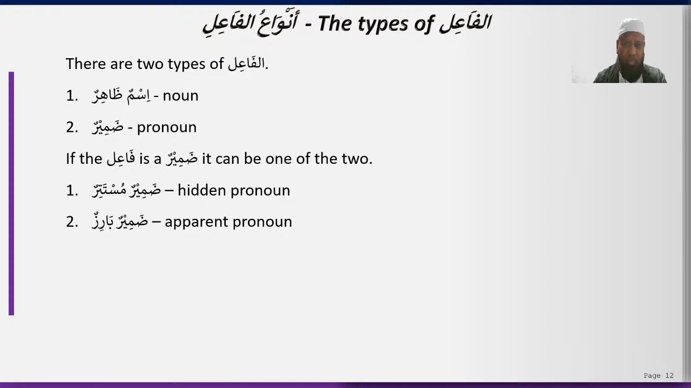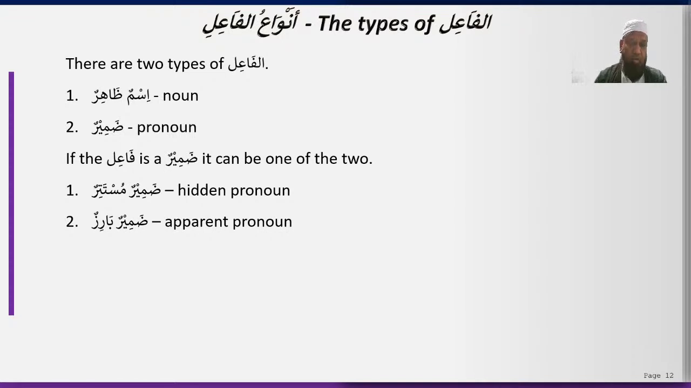Anwa'ul fa'il, the types of fa'il. There are two types of al-fa'il. Number one, ismun dhahirun, a solid noun. It is visible, you'll see it, you'll be able to read it. Number two, damir, pronoun. If the fa'il is not damir, it can be one of the two: damirun mustatirun, a hidden damir, and damirun barizun, the apparent damir, the visible pronoun.